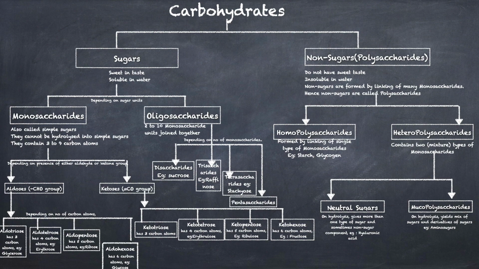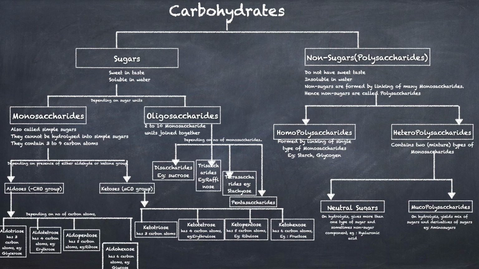Oligosaccharides, they contain 2 to 10 monosaccharide units joined together. Depending upon the number of monosaccharides, they are divided into disaccharides, trisaccharides, tetrasaccharides, pentasaccharides, and so on. Example of disaccharides, it has 2 monosaccharides. Example is sucrose. Trisaccharides has 3 monosaccharides. Example is raffinose. Likewise, tetrasaccharides have 4 monosaccharide units. Example is stachyose, and so on.